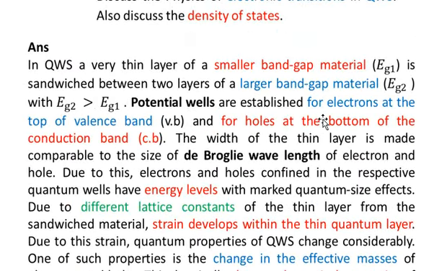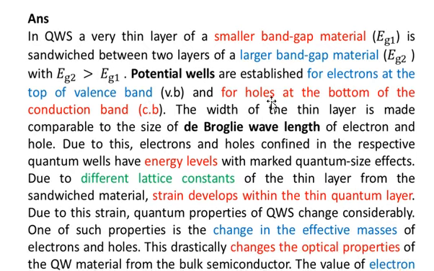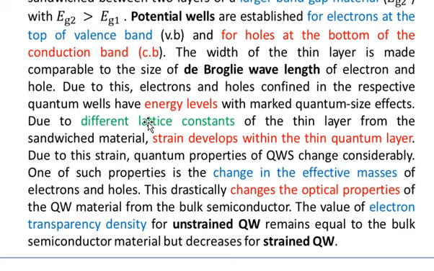Okay, potential wells are established for electrons at the top of the valence band and for holes at the bottom of the conduction band. The width of the thin layer is made comparable to the size of the de Broglie wavelength of electron and hole. Due to this, electrons and holes confined in the respective quantum wells have energy levels with marked quantum size effects. That is, the energy levels are well separated. I shall show you the energy levels later.